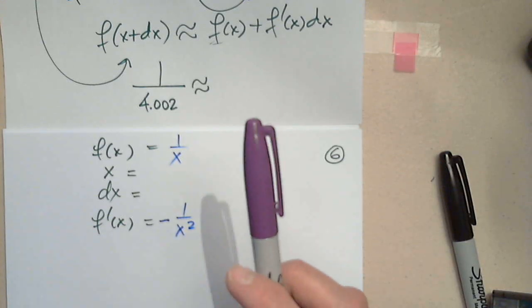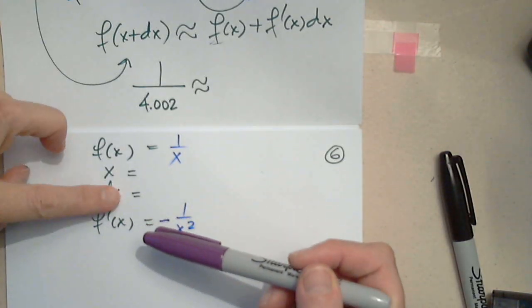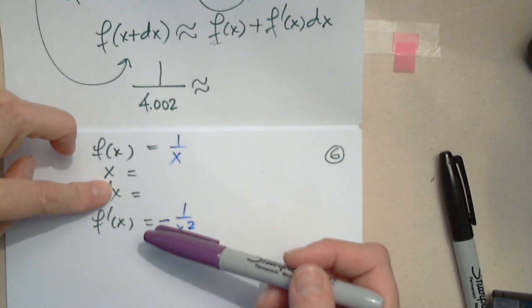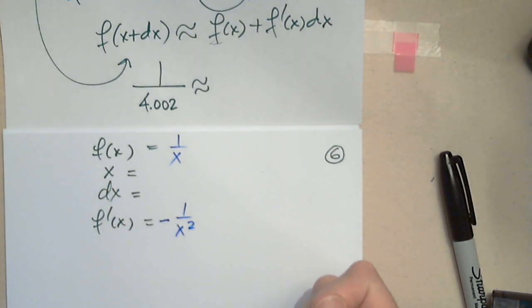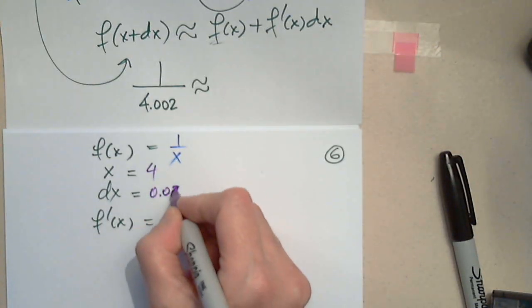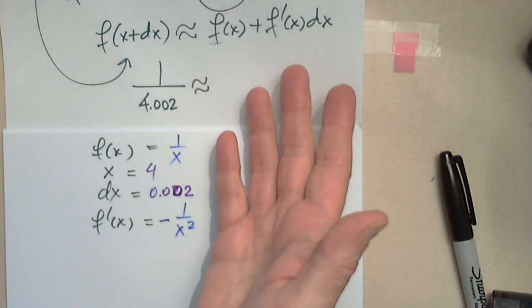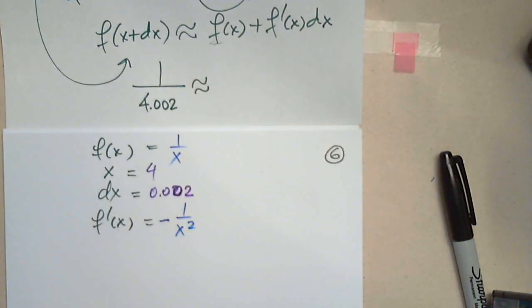Okay, sorry about that. So what about x? And what about dx? Remember, dx must be tiny, and x is x. Let x be equal to 4 and dx be equal to 0.002. Perfect. So all I have to do is just punch them in, put them in the correct place. That's all I need to do next.